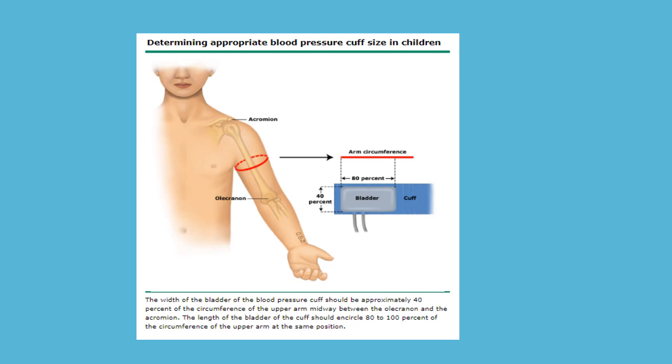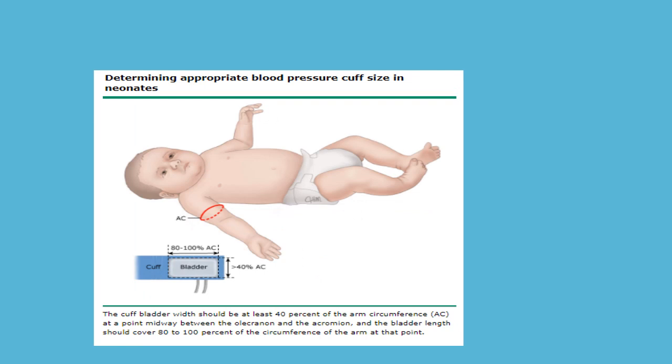What happens is that you have to apply the blood pressure cuff, and its bladder width should be around 40% of the arm circumference of the child. The bladder length, not the whole blood pressure cuff length, but only the bladder length, should be at least 80% of the arm circumference. Okay, so this is the appropriate size for the babies, for the neonates.